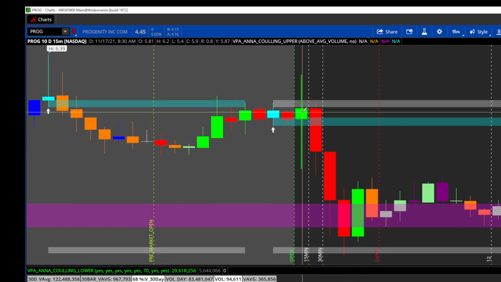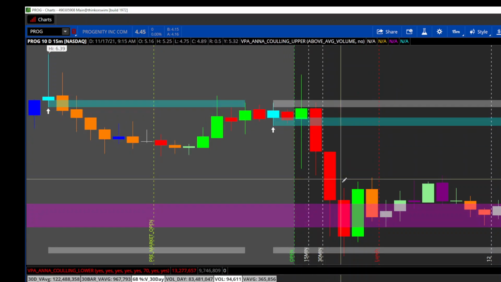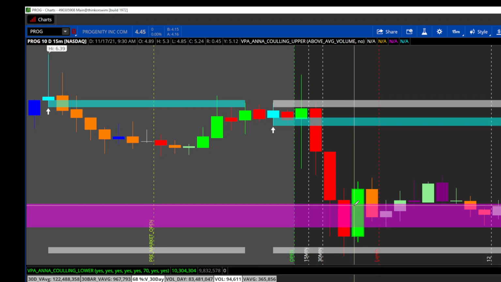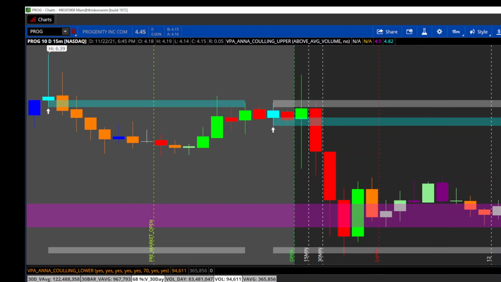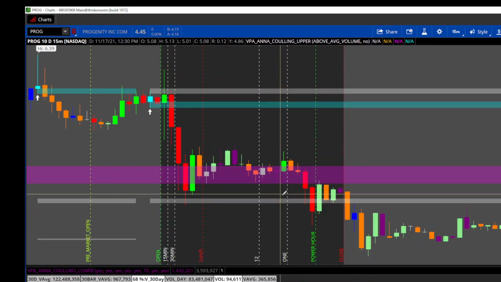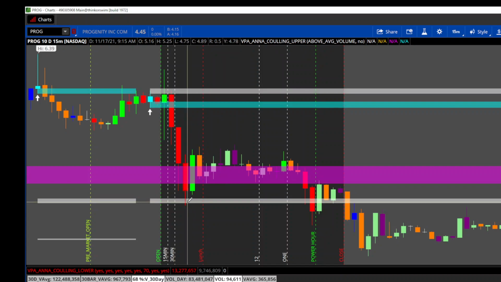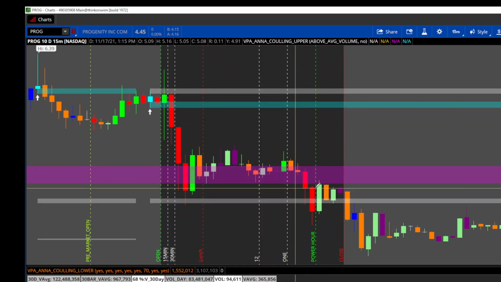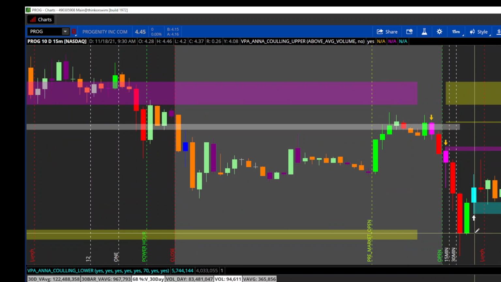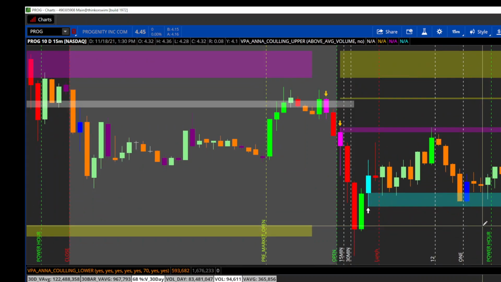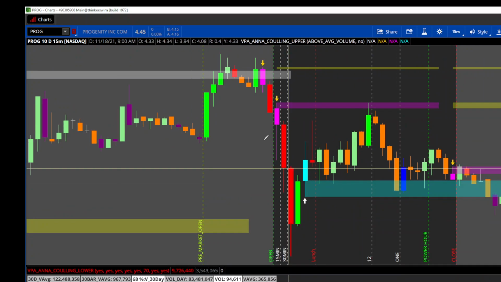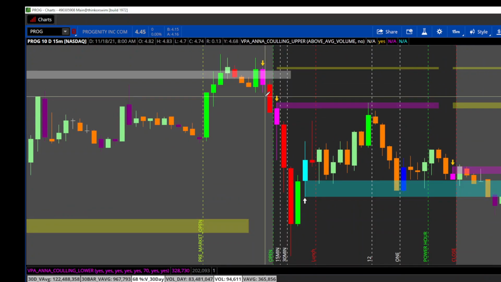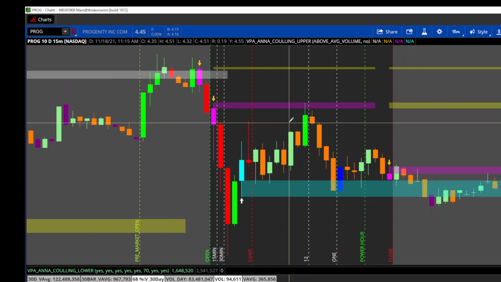It blocks price in this area, and price couldn't break out, and it finally broke down to the downside. But it hit that current area, which was resistance and now becomes support, until it broke down again. It actually broke all the way back down here, retested everything, and finally broke to the downside. This is the stock PROG, Progenity. If you're familiar with it, it's a short squeeze candidate, and the indicator works really well on it.